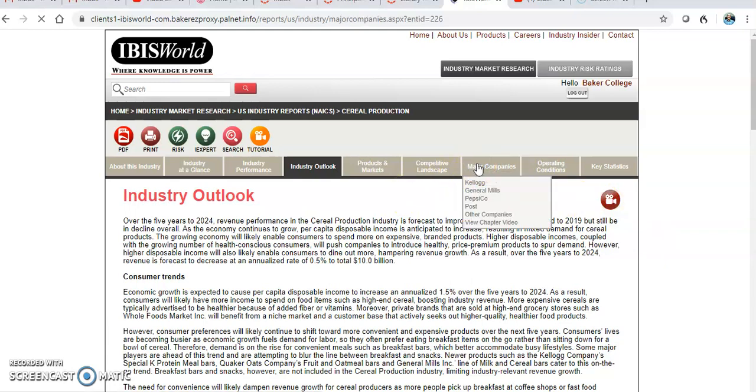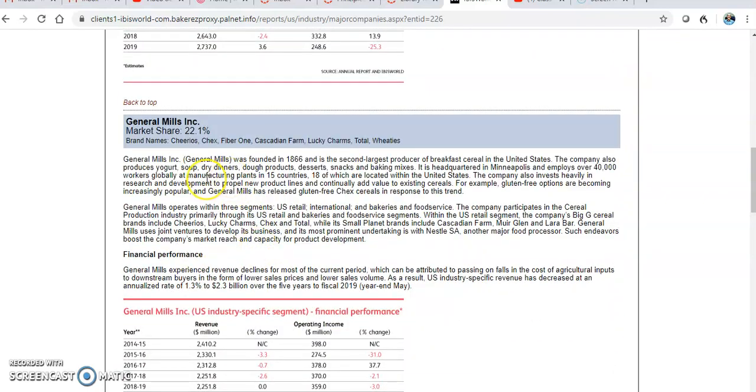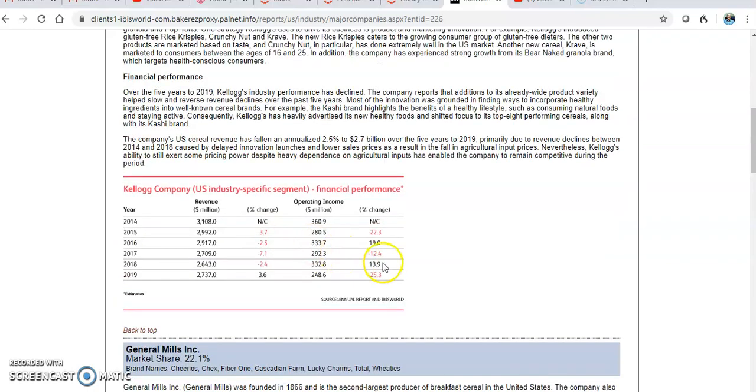Major companies. Again, there you are. You're asked to pick. So if I was going to do my study on Kellogg's, General Mills would be my top competitor.